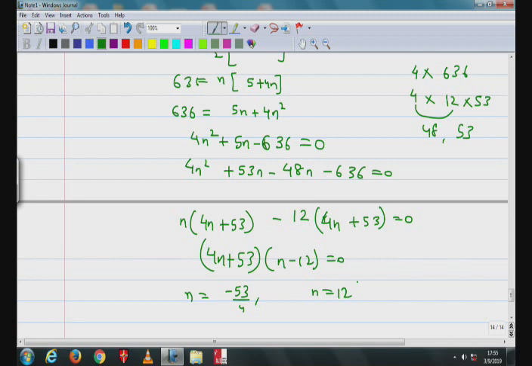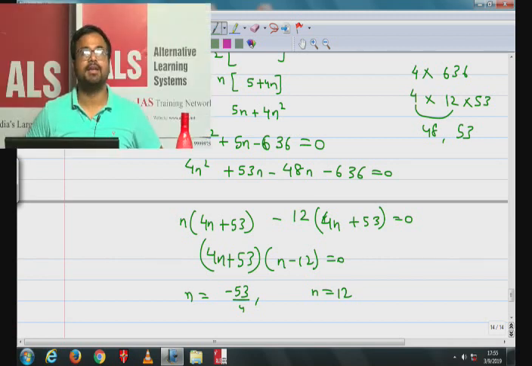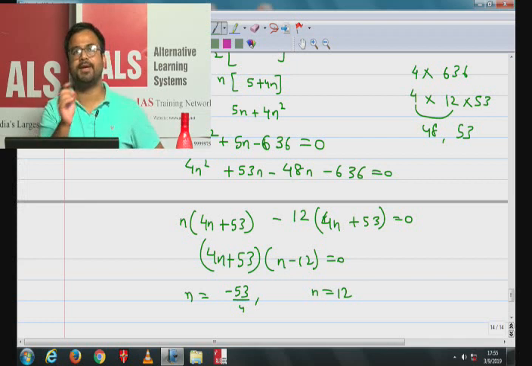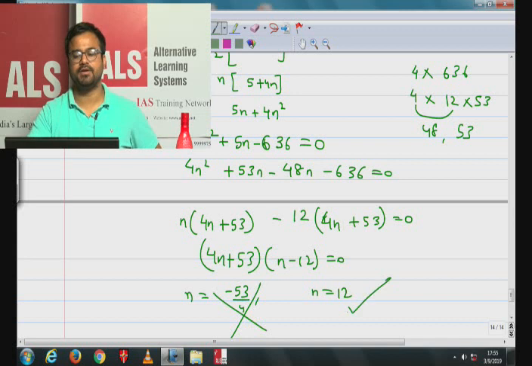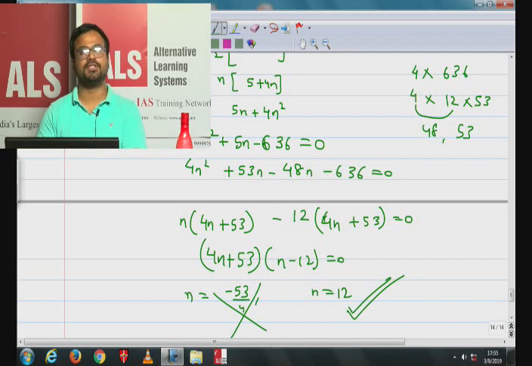Now we have to decide which value we should take. N represents a whole number over here. The first term, second term, third term, it can't be decimal or negative. So we will not include this one. We will only include n is equal to 12. So there are 12 terms which make a sum of 636. I hope this question is clear to all of you.